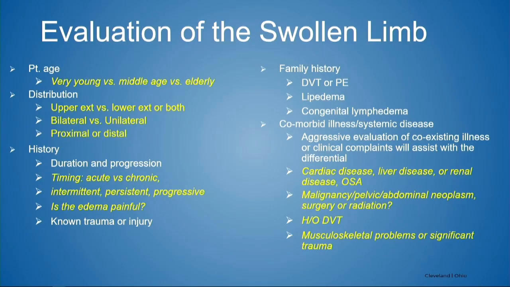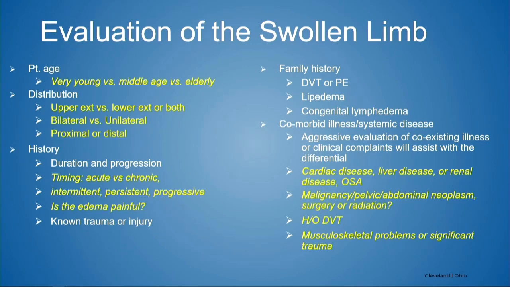So when we evaluate these patients, we always start at the beginning. My differential changes if the patient is very young versus very old, if the distribution is upper extremity, lower extremity, or if it's unilateral or bilateral. History is very important. If it's acute versus chronic, your differential changes dramatically.